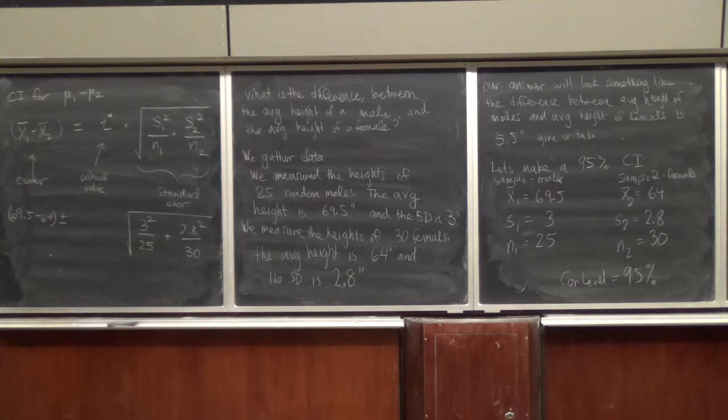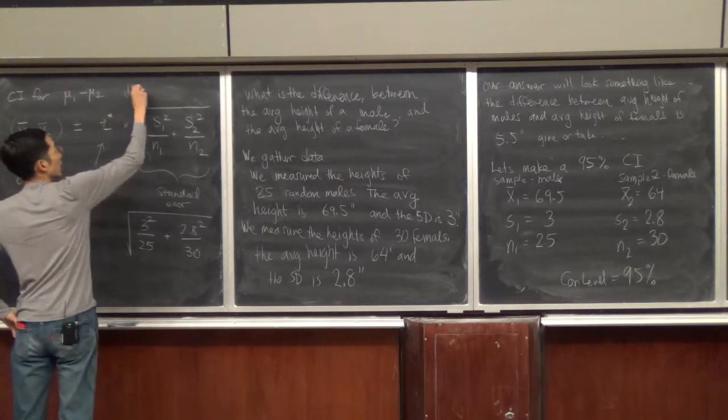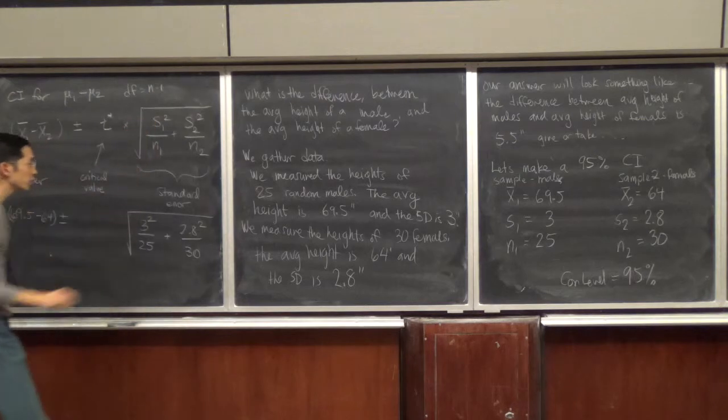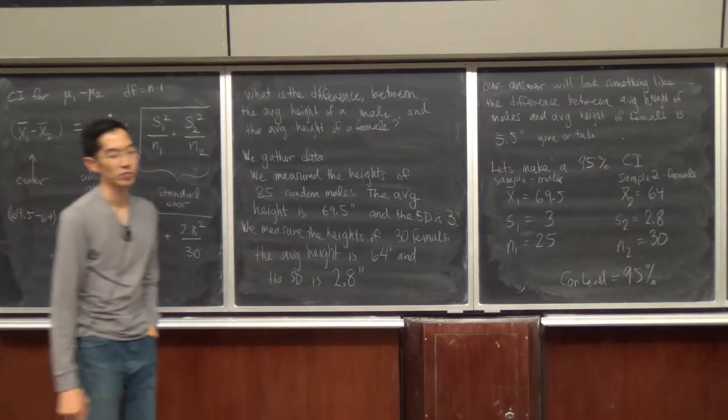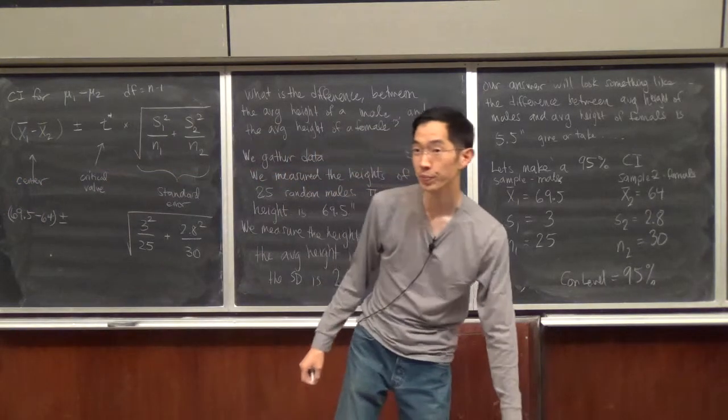For the critical value, we need our degrees of freedom and our confidence level. Degrees of freedom is still n minus 1, but which n do we use? We have n1 and n2. Well, we use the smaller n. In our case, I've got 25 and I've got 30, so I'm going to use the smaller n, 25. So how many degrees of freedom do I have? I have 24 degrees of freedom.